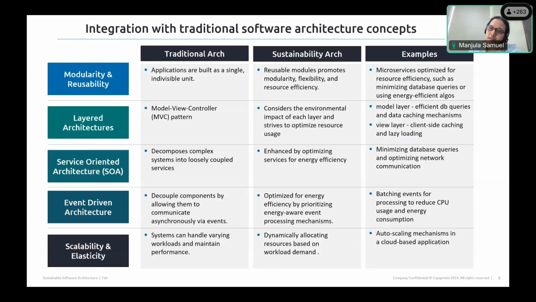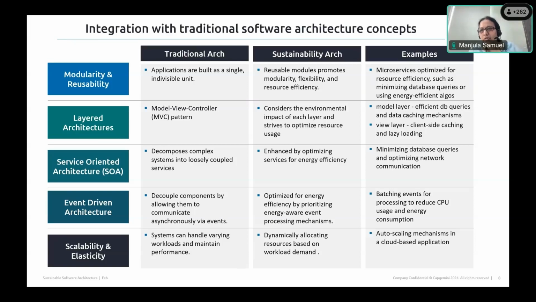Then you also have your service-oriented architecture. It decomposes your complex systems into loosely coupled services that communicate via standardized interfaces. So you could be having services for account management, transactions, or notifications. By optimizing each service for energy efficiency, such as, again, minimizing your DB queries or optimizing your network communication, the overall energy consumption of the application can be reduced drastically, right? Additionally, you can also dynamically scale the services based on demand, which can further optimize your resource usage and energy efficiency.